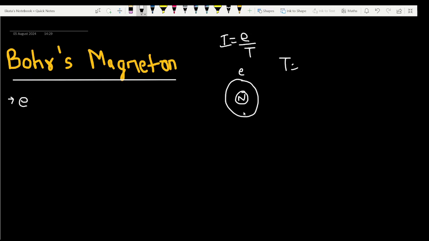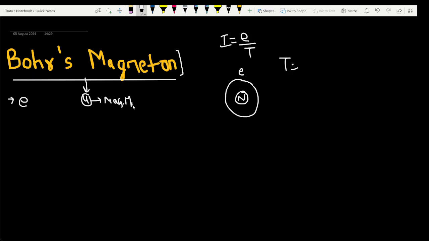If it's a current loop around the nucleus, it also creates a magnetic field around it. It means it also has a magnetic moment. So what's the magnetic moment? We'll discuss this in detail in a video where I discuss deeper concepts about the magnetic field and magnetic force, and how this behaves. For now, you can imagine that the magnetic moment is denoted by this particular symbol.